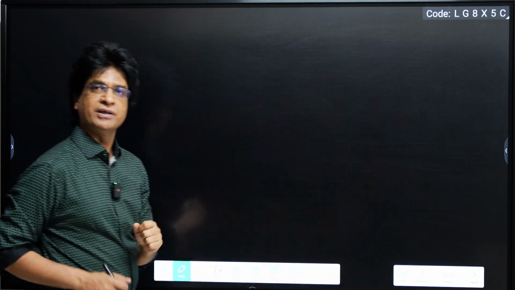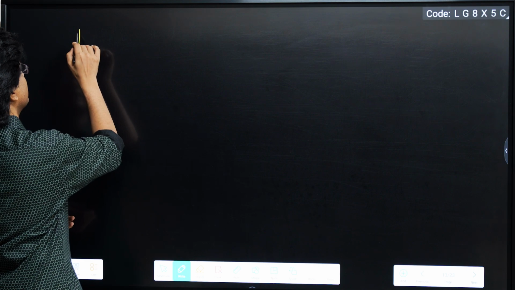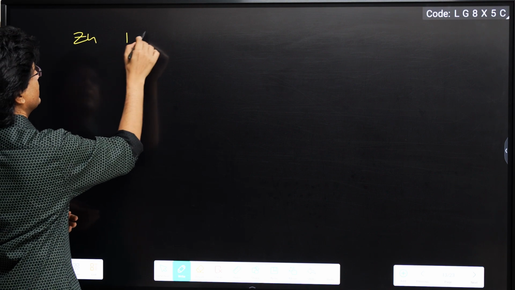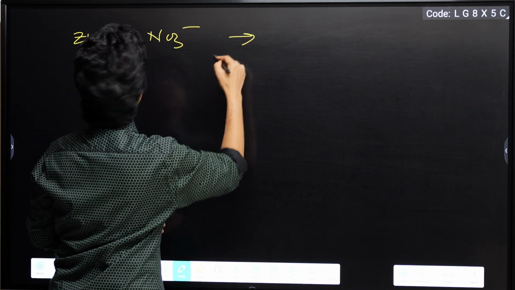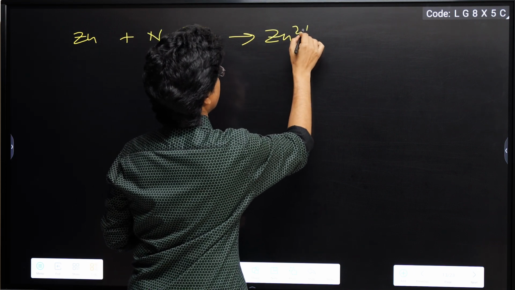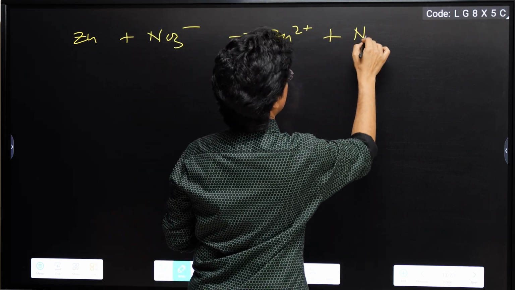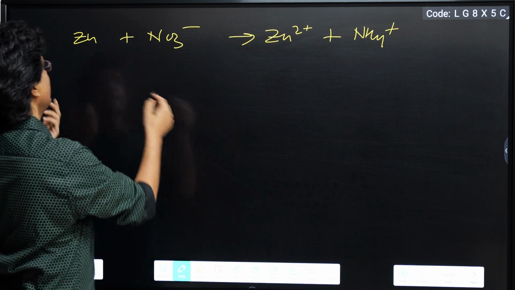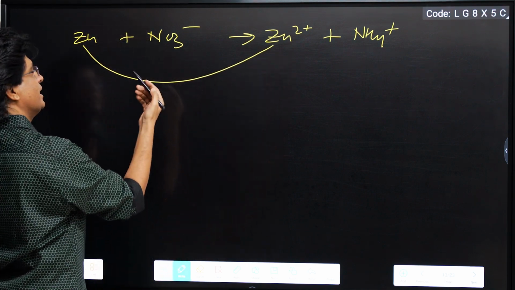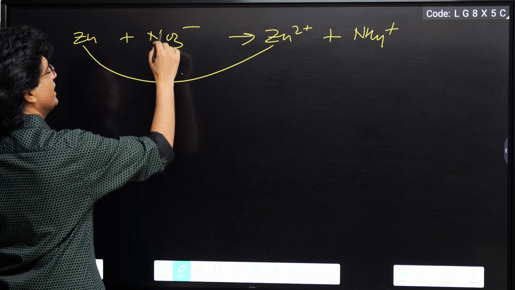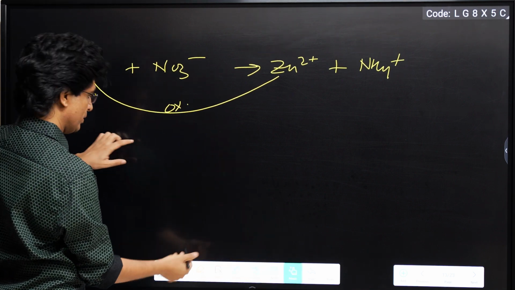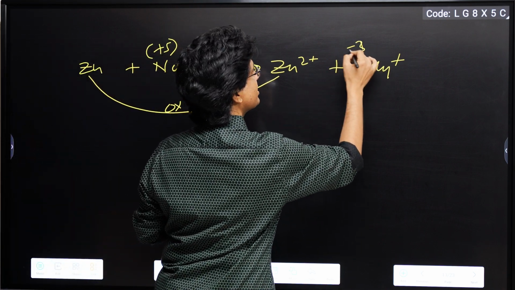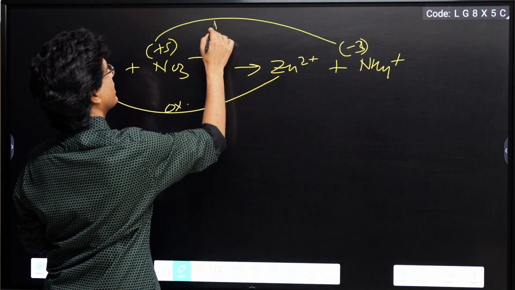Okay, so let's do one more question, and that is, say, zinc reacting with nitrate ion to give you Zn2+ and what else? NH4+. So we have to balance this equation. So how will you balance that equation? Again, we can see that zinc going to zinc 2+ is basically an oxidation reaction, and nitrate going to NH4+. So nitrate means N is in +5 oxidation state, and here it will be -3. So +5 to -3 means it is a reduction reaction.